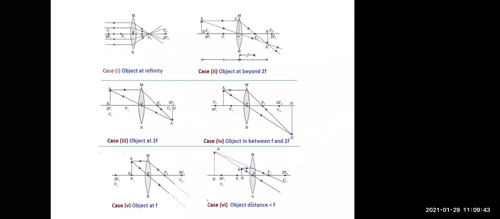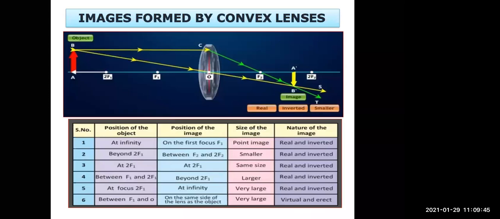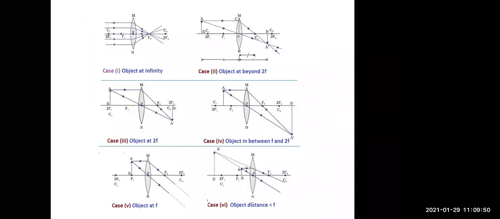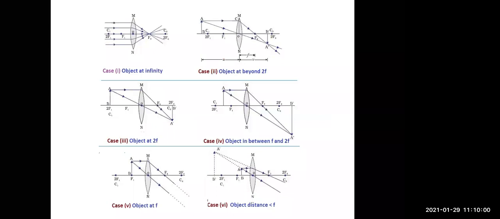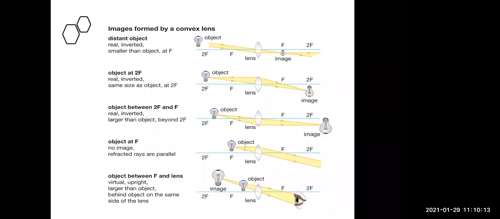Then the object at 2F. Whenever the object is at 2F, that is the third case, we get a real, inverted image, the same size as the object, at 2F. Here you can see in the third case also, with the object at 2F, two incident rays from A and B are released, and we get an image of the same size as the object. So this is the third case, object at 2F.